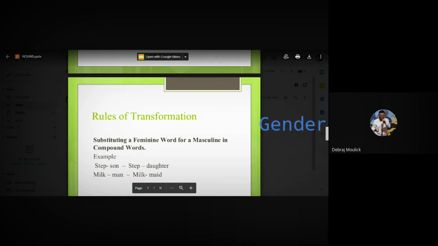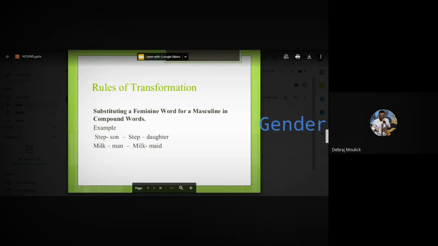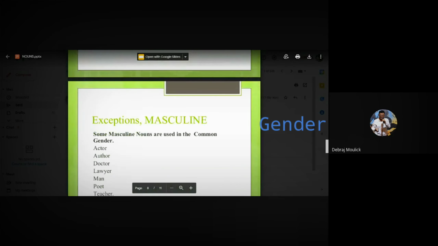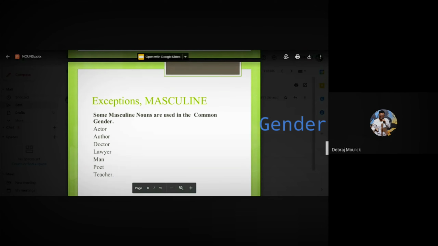I guess you're getting the idea of what I'm trying to say. So change the word which identifies the relation or the profession. Relation is stepdaughter, stepson, stepfather, and the profession is something like the milkman, milkmaid. So change the man to maid. Now this is the thing. Now there are some words that are only masculine.